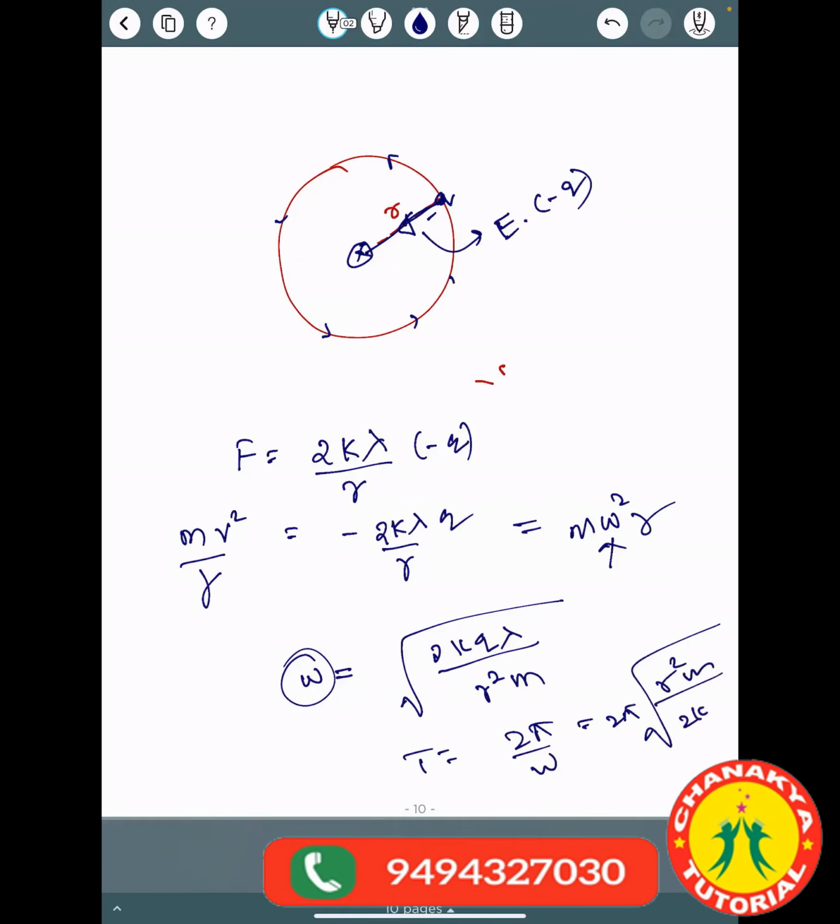So let us simplify it. So time period is equal to 2 pi under root r square m into 4 pi epsilon naught divided by, because k is 1 by 4 pi epsilon naught, no? So it will be 2q lambda. So this should be the answer. 2 ones are 2, twos are 2. So it will be 2 pi epsilon naught m r square divided by q lambda.